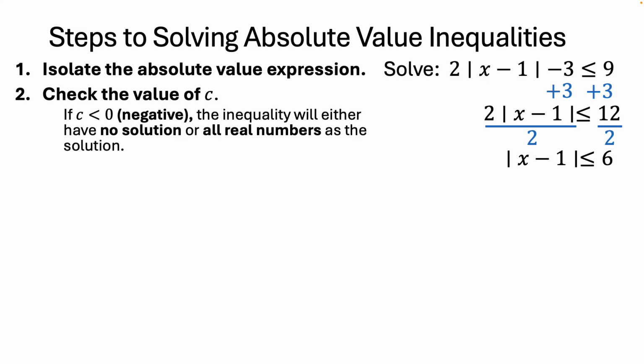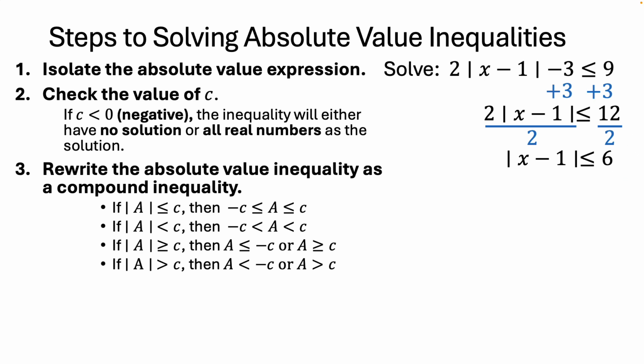The second step is to check the value of C. Essentially, you want to check to see if you're in one of those special cases I mentioned. That only occurs when C is negative. So if C is less than 0 or negative, the inequality will either have no solution or all real numbers. Looking back at our inequality, we see that the value of C is 6, which is positive. This is not one of our special cases. We need to keep going.